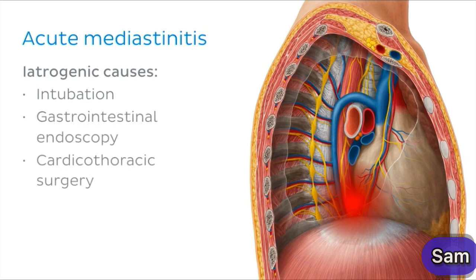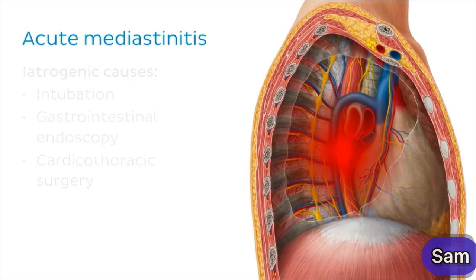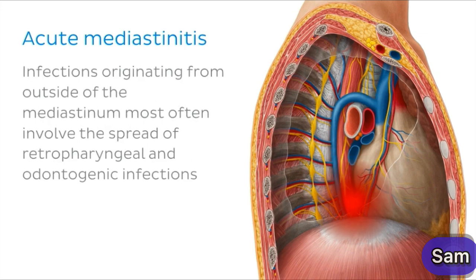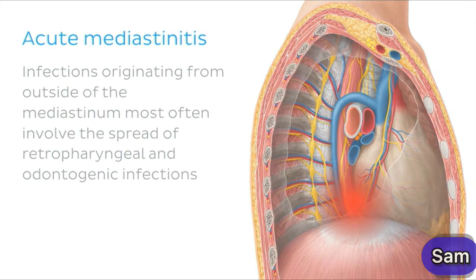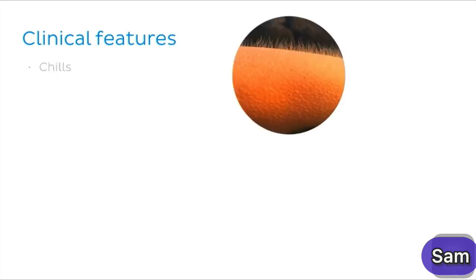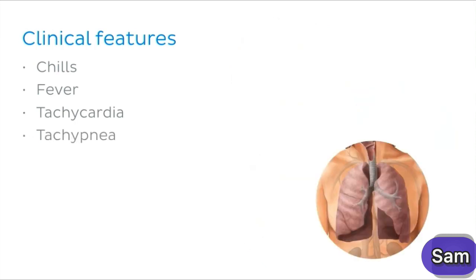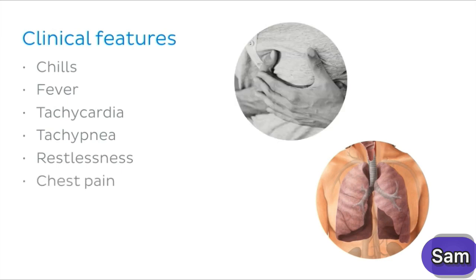An infection can also spread from the lungs or even from the bones of the thoracic wall. Infections originating from outside of the mediastinum most often involve the spread of retropharyngeal and odontogenic infections. Clinical features of acute mediastinitis are similar to those seen with other major infections, such as chills, fever, tachycardia, tachypnea, and general restlessness. Of course, in cases of mediastinitis, the patient will also experience chest pain, which may be referred to the neck or to the interscapular region of the back.